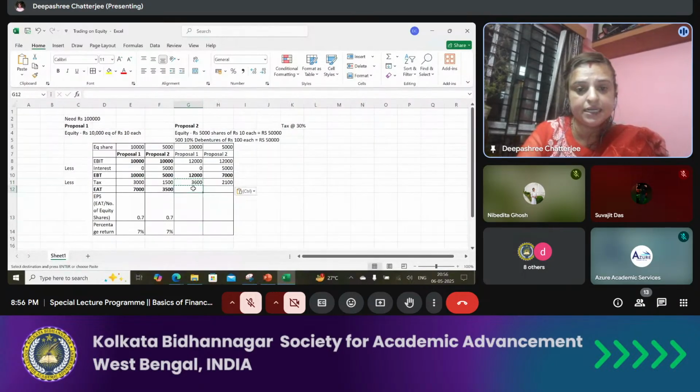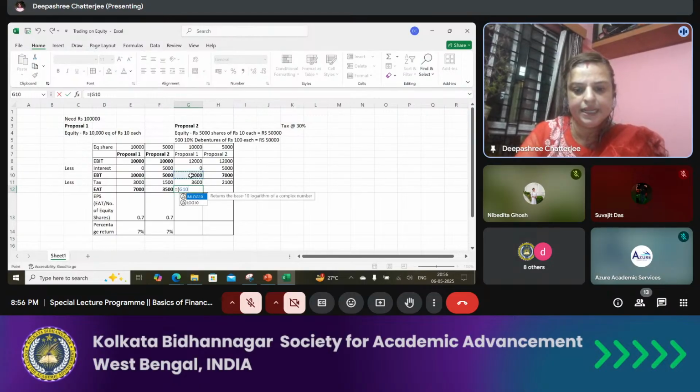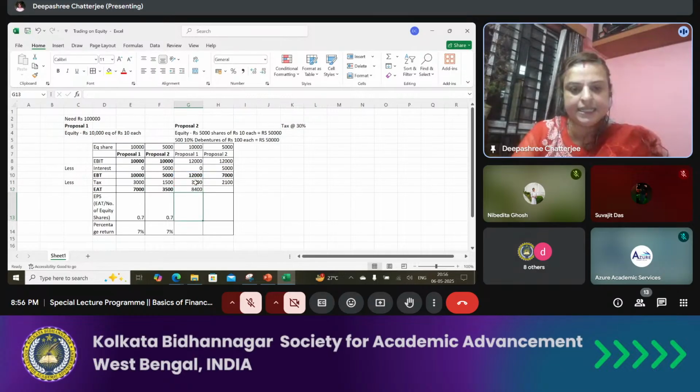So what is the EAT here? Earning after tax is equal to our EBT minus tax. So we arrive at an EAT of 8,400 here, and here we are arriving at an EAT of 4,900, right?